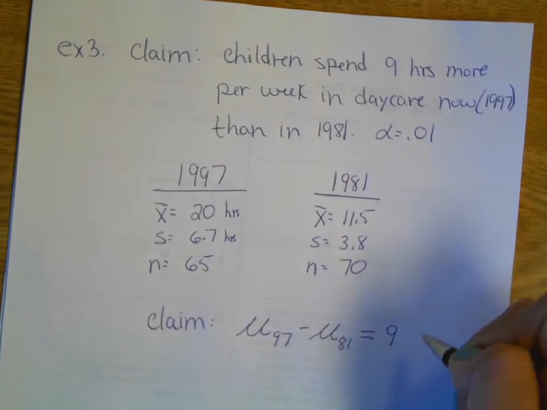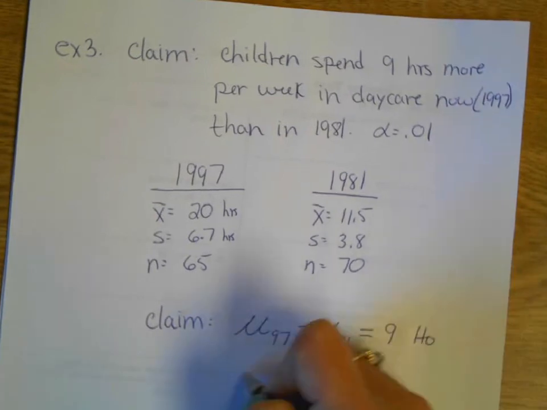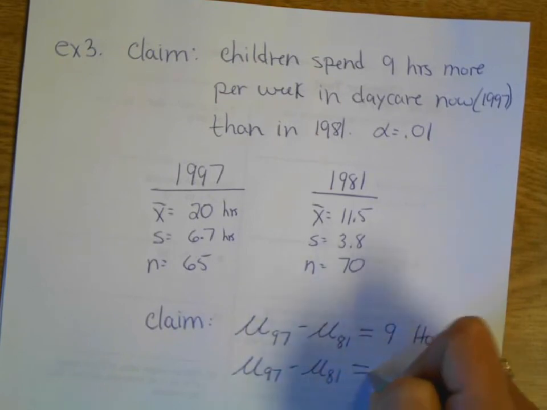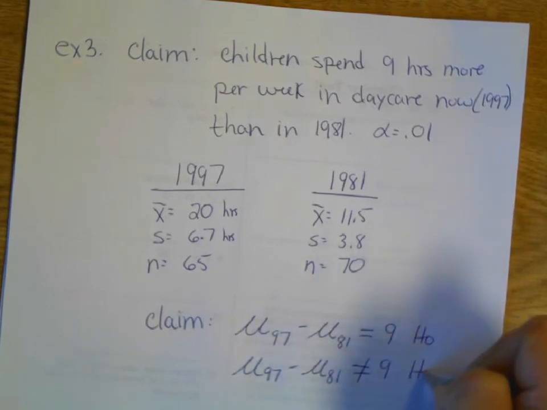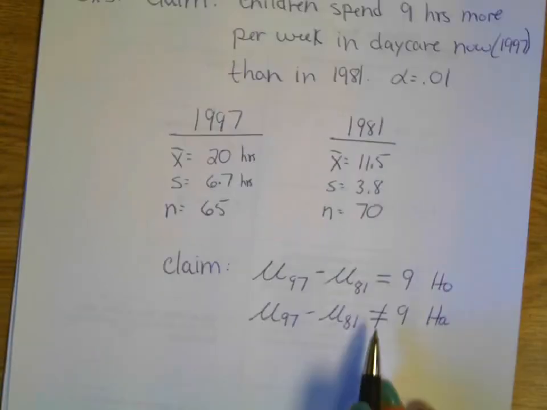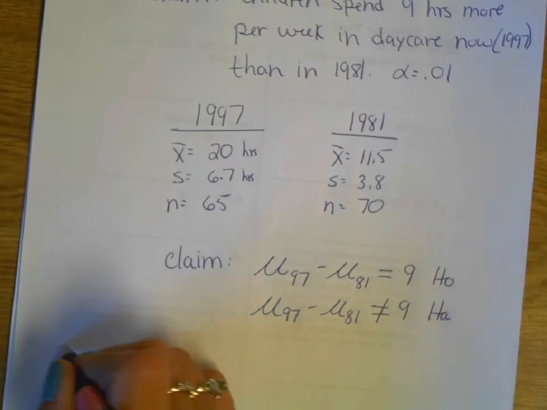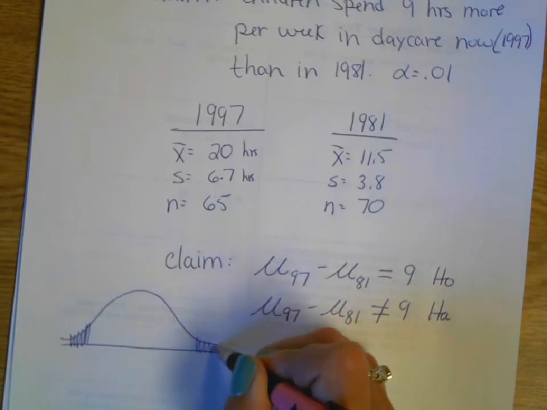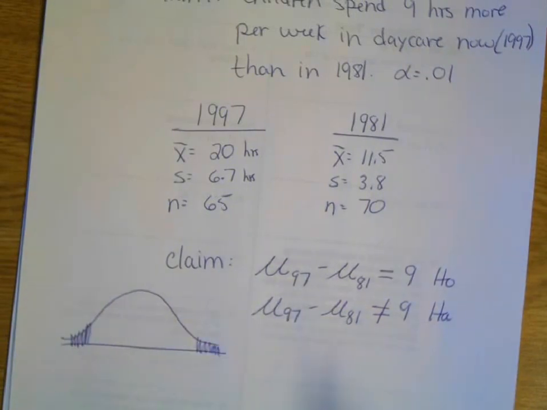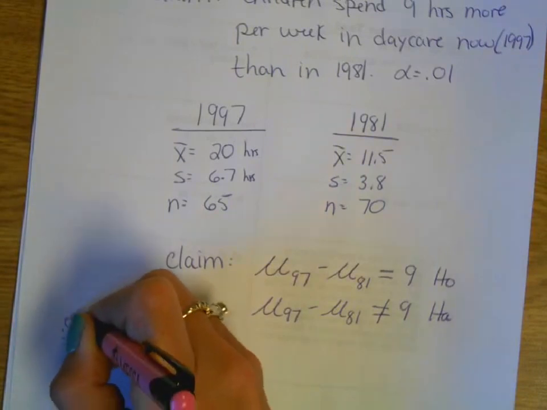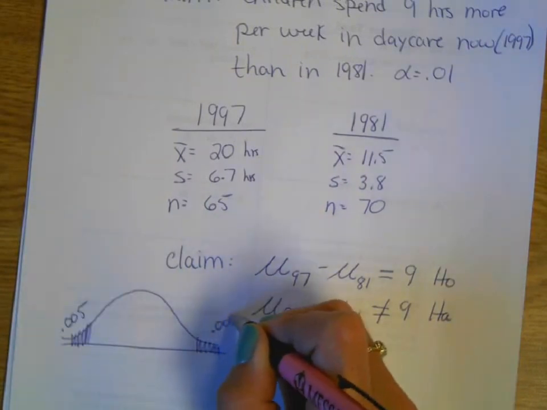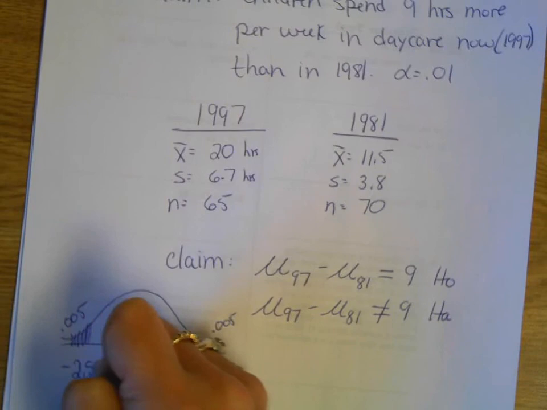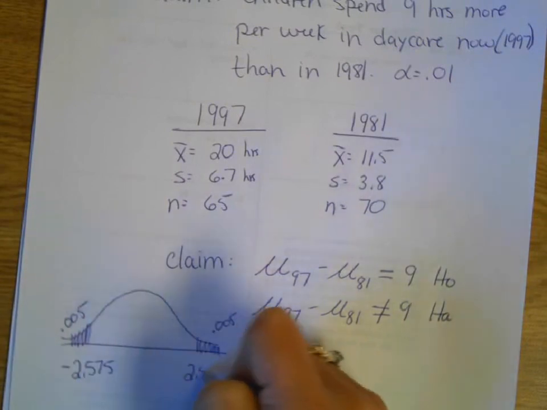Okay, so that claim is the H0. So then the Ha will be that the difference is not equal to 9. That not equal to tells us two-tailed test. And we had our 1% again. I think we had this on the first one, didn't we? So negative 2.575 and positive 2.575.